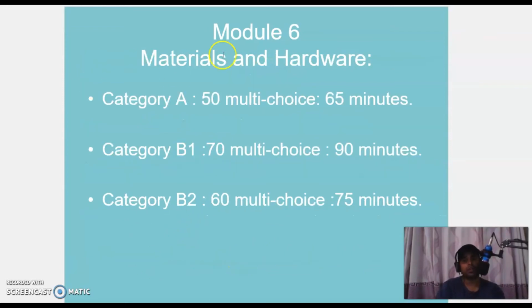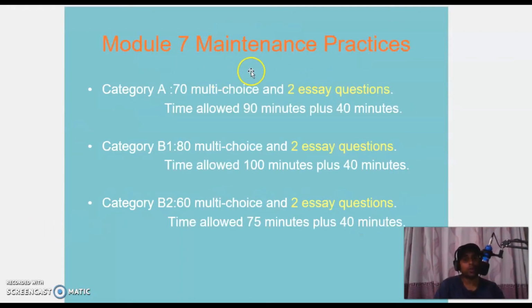Okay, so module 6 materials and hardware. Materials and hardware is kind of important for the category B1 papers. Category A has 50 MCQ and 65 minutes, category B1 70 MCQs and 90 minutes, and category B2 60 MCQs and 75 minutes. So module 7 maintenance practices. This module includes essays. Okay, category A has 70 MCQs and 2 essay questions.